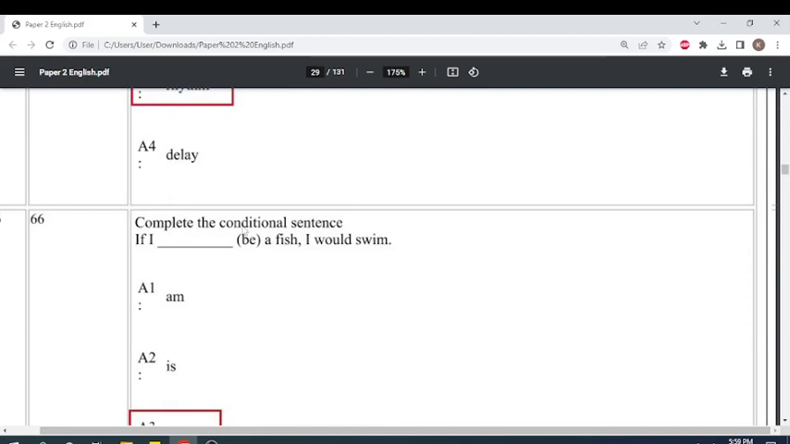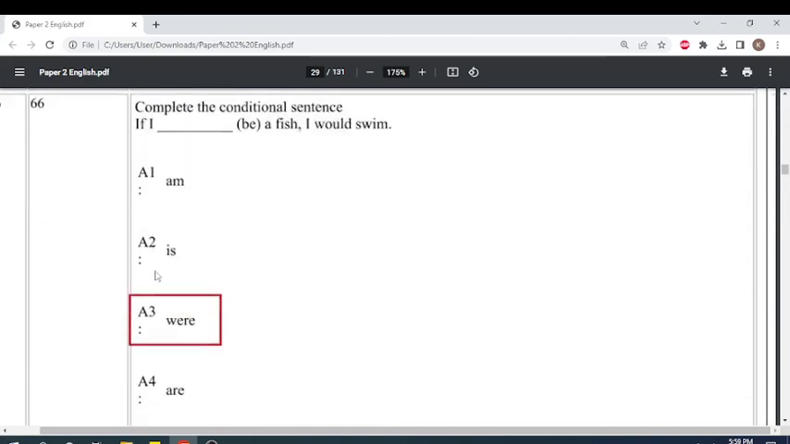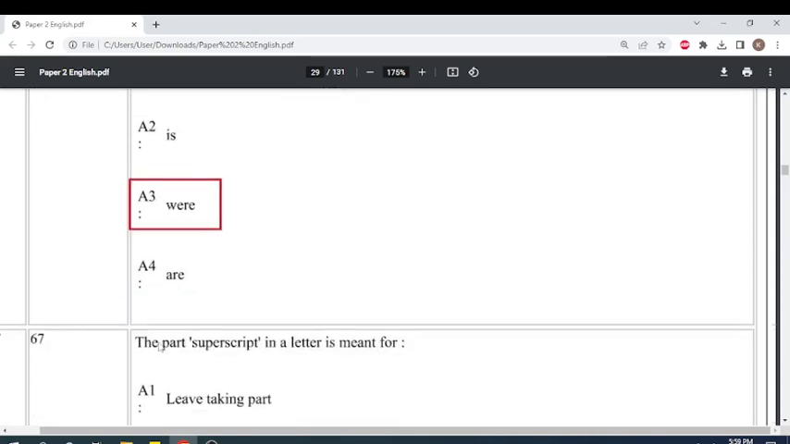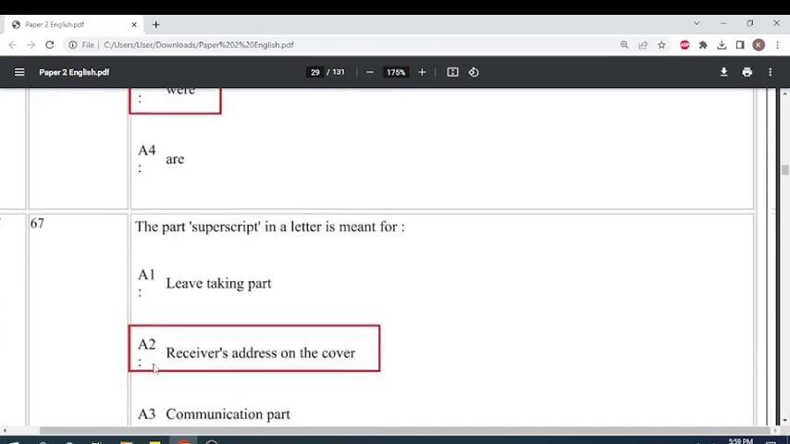66. Complete the conditional sentence. If I dash a fish, I would swim. Answer A3, where. 67. The word 'superscript' in a letter is meant for. Answer A2, receiver address on the cover.